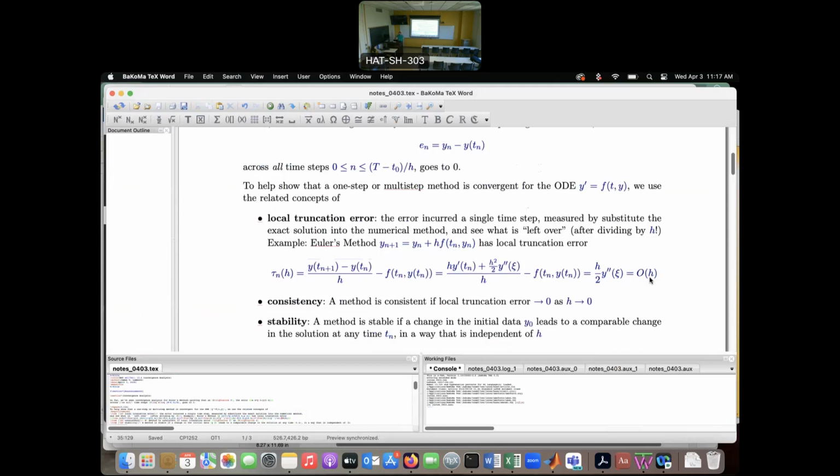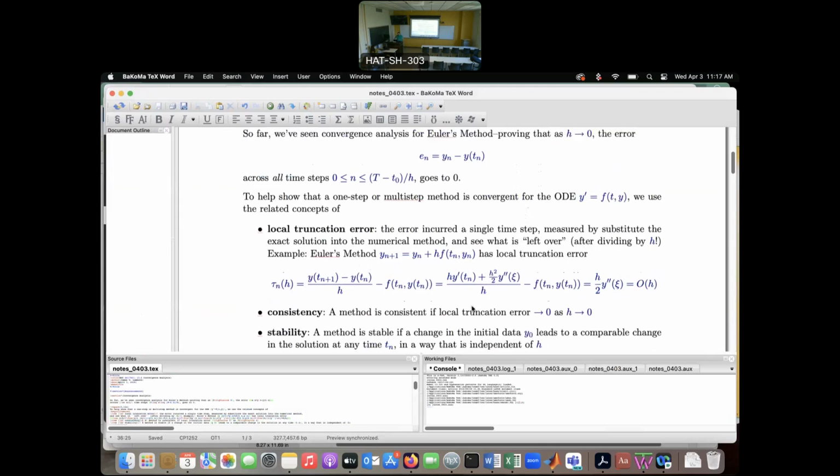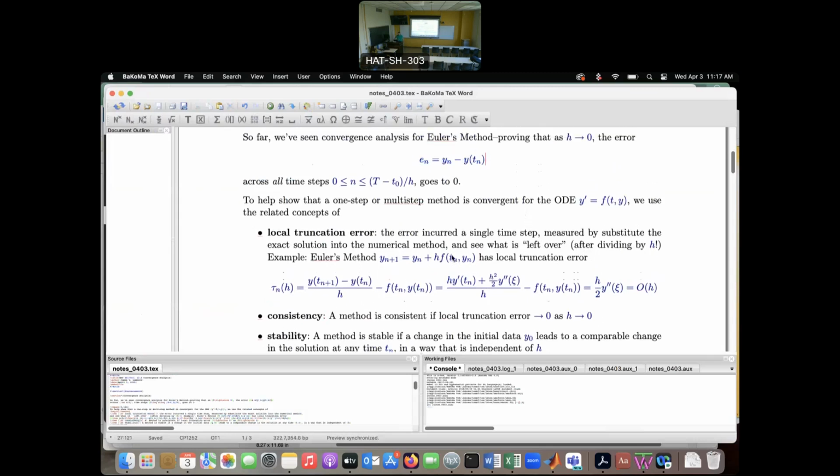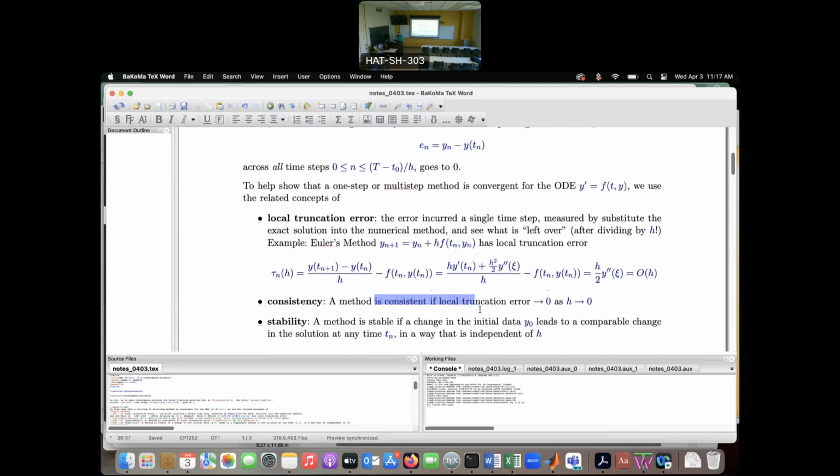So now this leads to a concept that's basically adjacent to convergence: consistency. We say that a method is consistent if the local truncation error goes to 0 as h goes to 0. Now, what we really want is to show a method is convergent, that the error goes to 0 as h goes to 0. So this alone is not everything, but it is a key step.